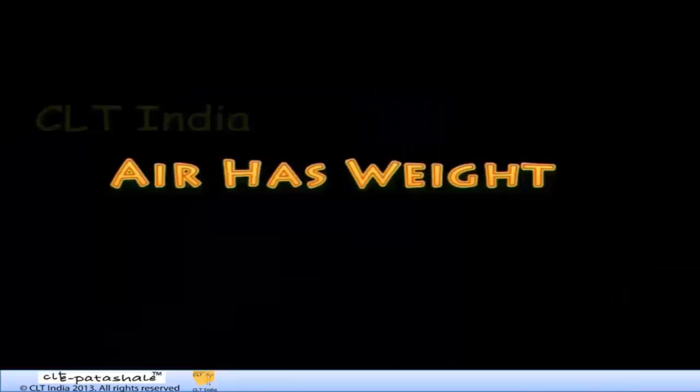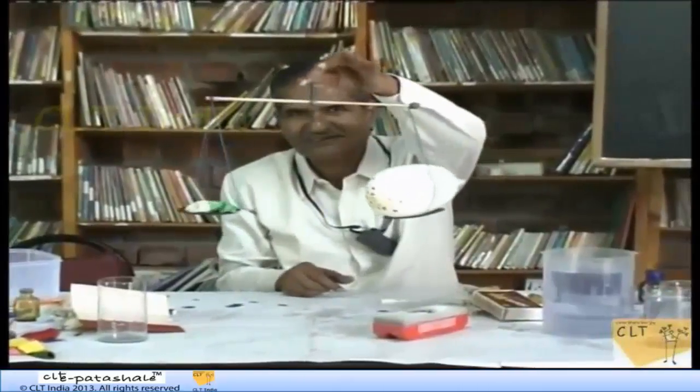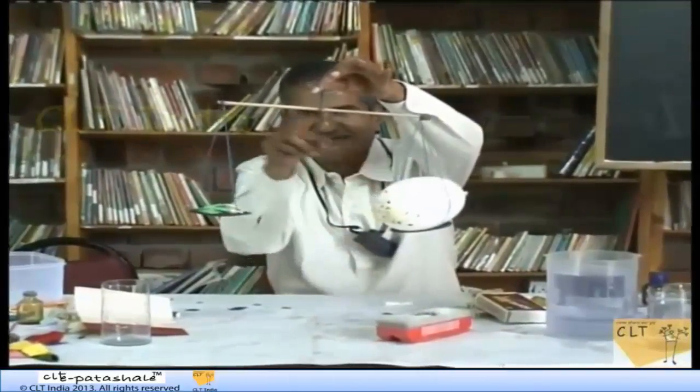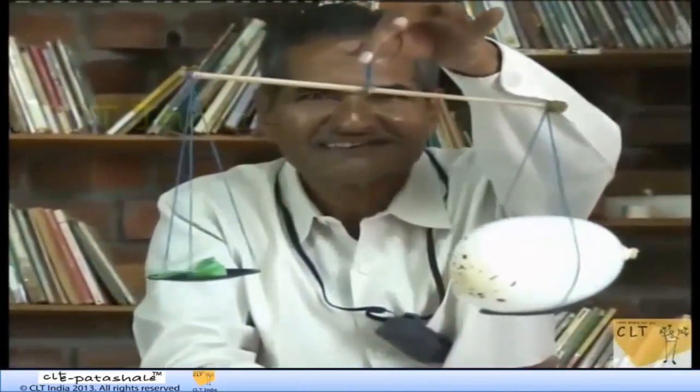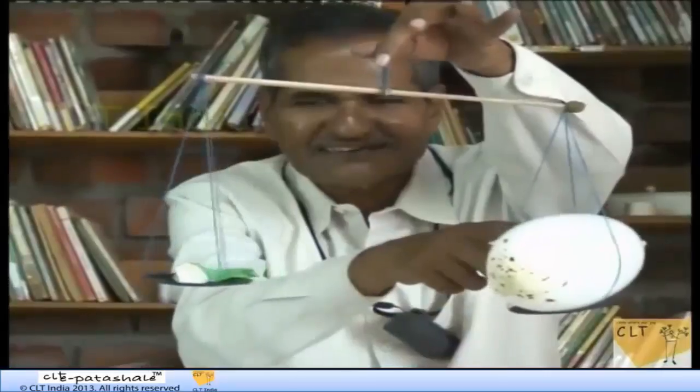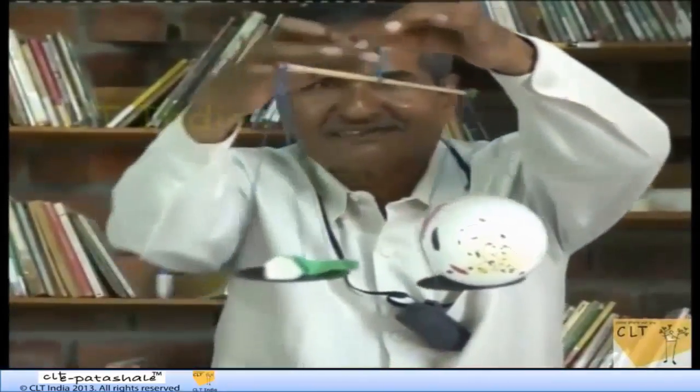Let's conduct an experiment to show that air has weight. Place one empty balloon on each side of the balance. You can see that the weight of both the balloons is the same. Now fill air in one balloon and place it in the balance. You can see that it has tilted slightly. What does this prove? This proves that air has weight.